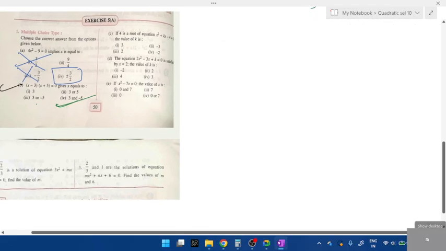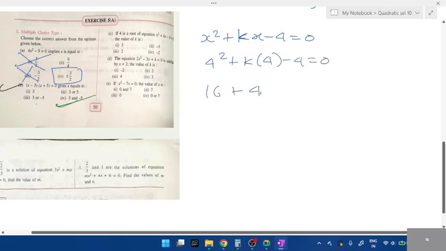Okay, look at the next one. If 4 is the root of the equation, what did I tell you? If anything is root, you have to substitute, right? Okay, if I substitute 4 here, 4 square plus k into 4 minus 4 is equal to 0. 16 plus 4k minus 4. Find the value of k, students.